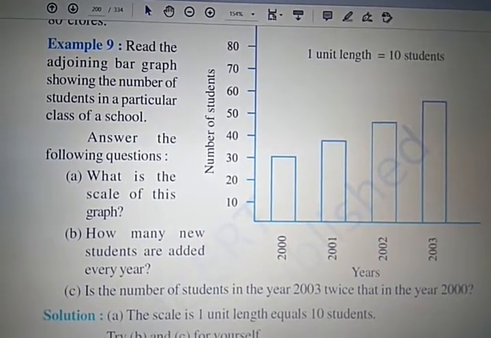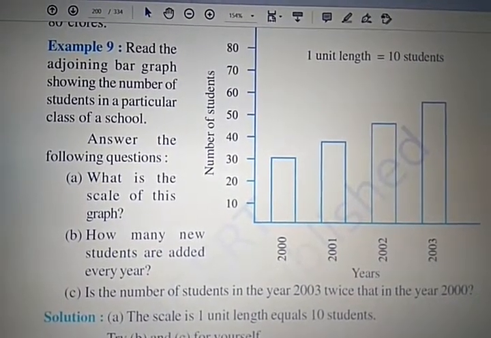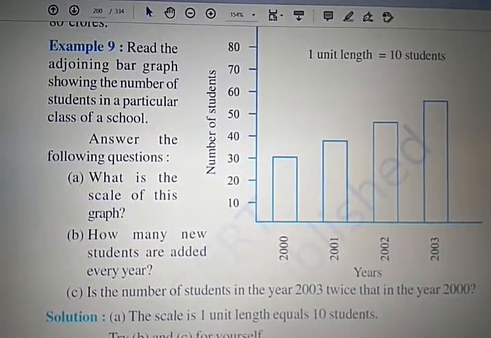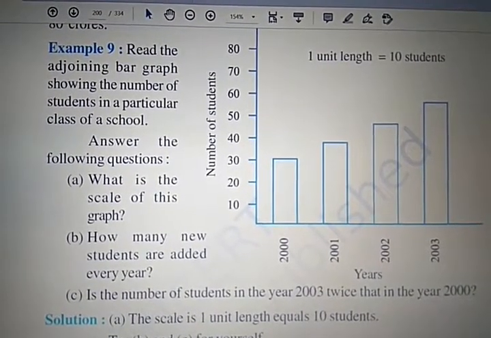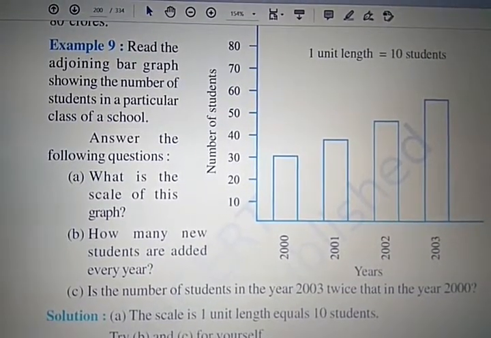Here the graph is drawn on plain paper, but we are taking graph paper, right? So we have to take graph paper. By the way, you will get practice of graph paper, how to draw on it. I will show you, right?